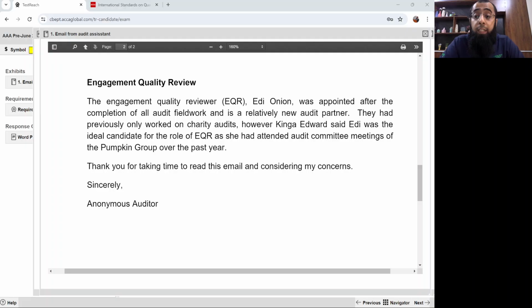Now let's look at this engagement quality review thing. Okay, so engagement quality review. The engagement quality reviewer, Eddie Onion, was appointed after the completion of all audit fieldwork and is relatively a new audit partner. They had previously worked on charity audits. However, Kinga Edwards said Eddie was the ideal candidate for the role of EQR as she had attended audit committee meetings of the Pumpkin Group over the past year.